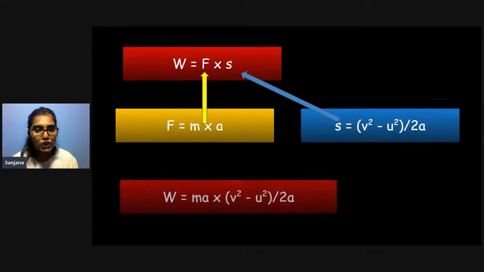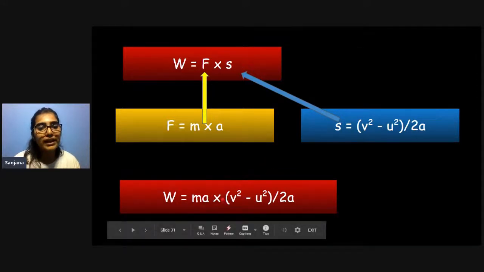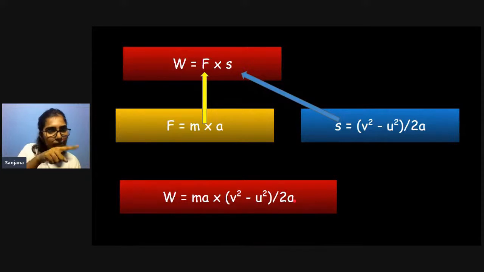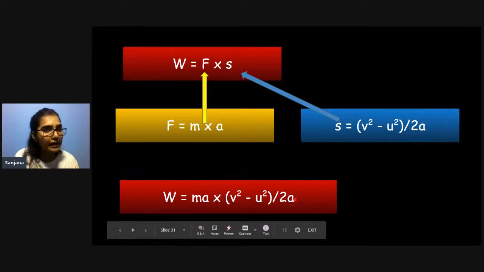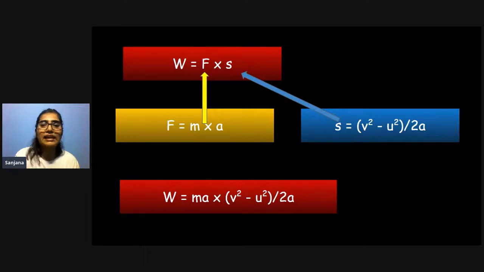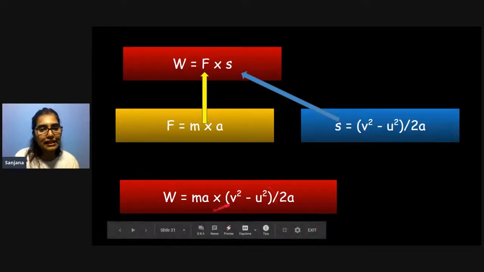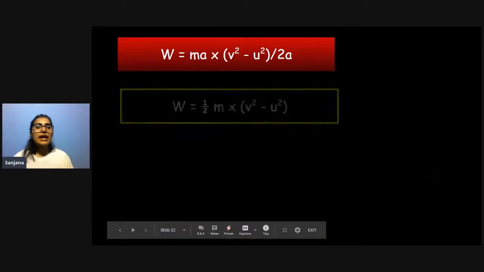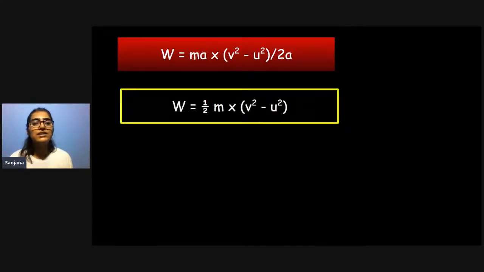2a is in division. So when you're substituting all of it, look carefully: m into a into v square minus u square divided by 2a. So there's something which is common. Look carefully, a is in the numerator and a is in the denominator. So I'll do a very simple thing: I'll cancel a from both the numerator and the denominator. You must have done it in your math. So a in the numerator and a in the denominator gets cancelled, and finally what you get is half m into v square minus u square.